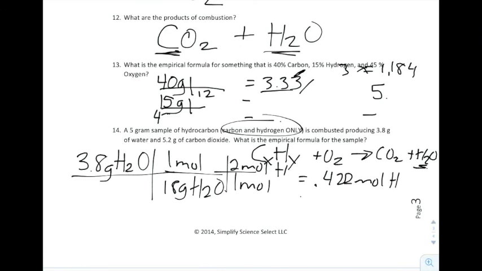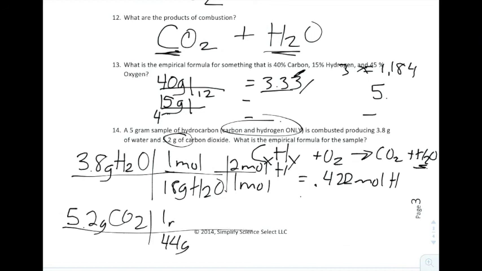Now the next thing I would do is, I have 5.2 grams of carbon dioxide. I would say 44 grams is 1 mole. And for every 1 mole of carbon dioxide, I get 1 mole of carbon. So I would do 5.2 divided by 44, and when I do that, I get 0.118.